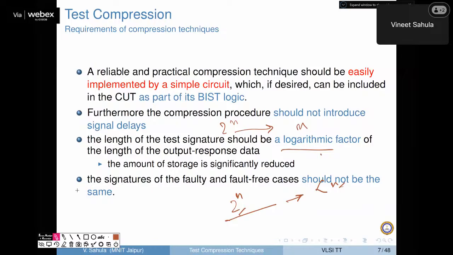The main requirement is that the signature of the faulty circuit and the fault-free circuit should be different. Otherwise, we cannot differentiate, even with our compression. If we lose the distinction, the compression job is actually done the wrong way. After compression, we would not be able to find out whether the circuit is faulty or not. So our fault-free circuit signature and the faulty circuit signature should be different after compression.